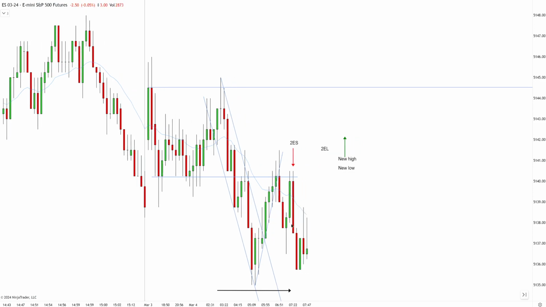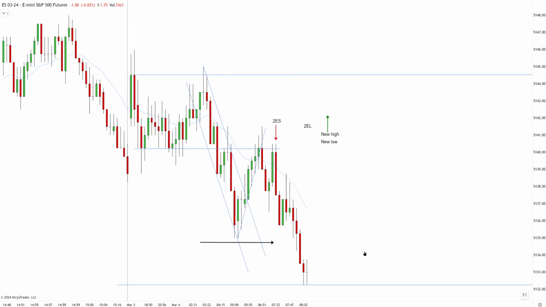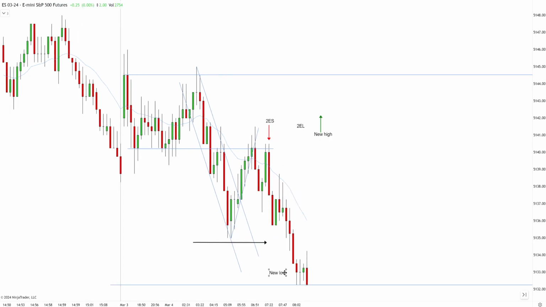There is another little pullback, but we cannot go short now because we didn't get the break below this bearish bar, and it's close to these lows, so I can't really sell. And the market created a new low, so I'm pausing, looking to sell.